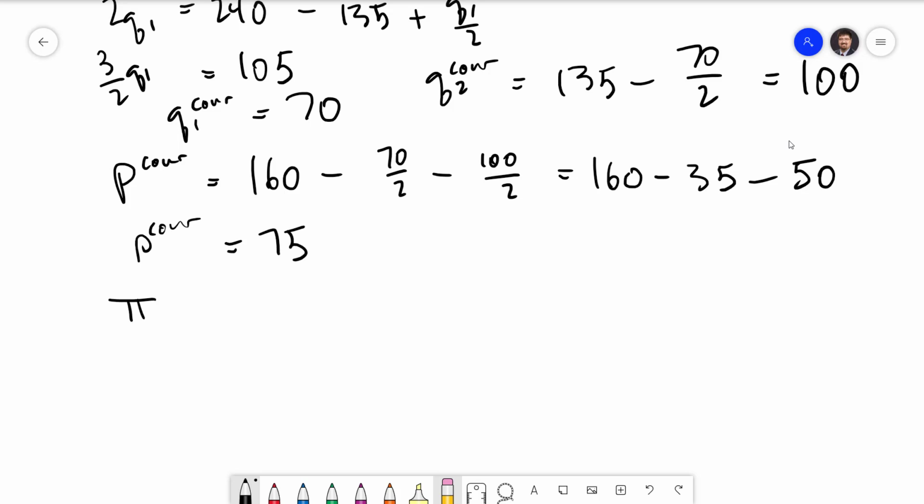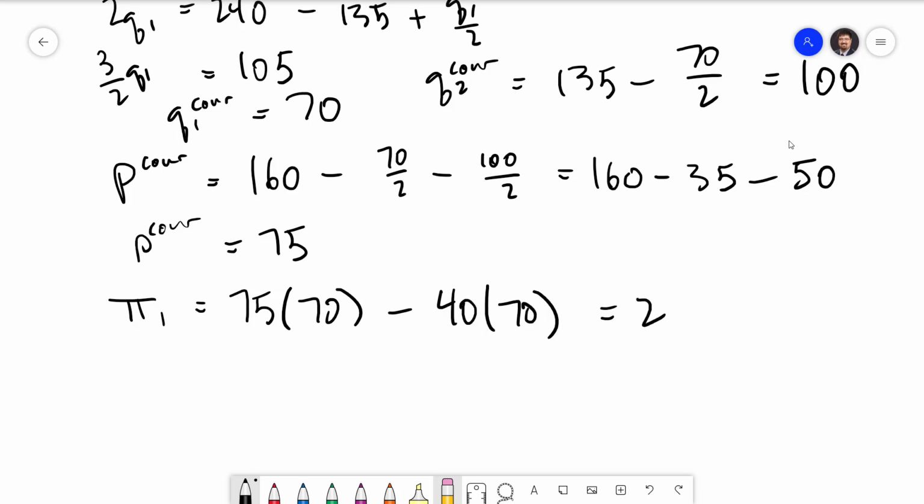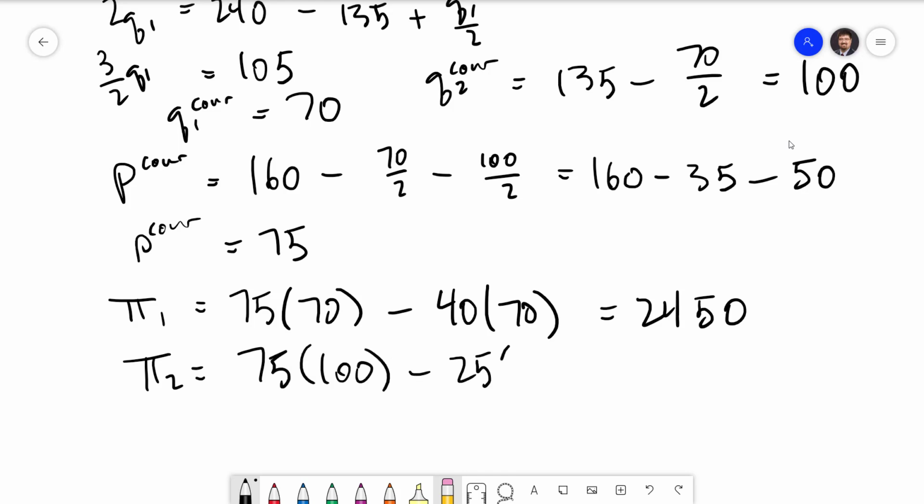Now to figure out the profit that each firm makes. For firm 1, we've got price times quantity minus total cost, 40 times quantity, so that's 70. That comes out to 2,450. And for firm 2, we've got, again, price of 75, but this time a quantity of 100, minus a total cost of 25 times a quantity of 100, and that's going to give us a total profit of 5,000.